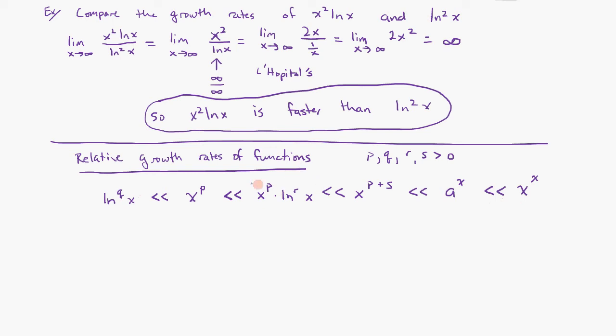So you can see that x squared ln of x is this kind of function here. So x is some power times some power of the natural log. And ln squared of x is this kind of function here. So here q is 2. And so we see that this kind of function is faster than this kind of function. And so you can use this ranking to compare functions quickly instead of computing the limit. So the faster functions go in this direction.